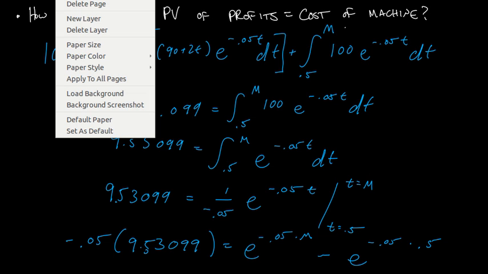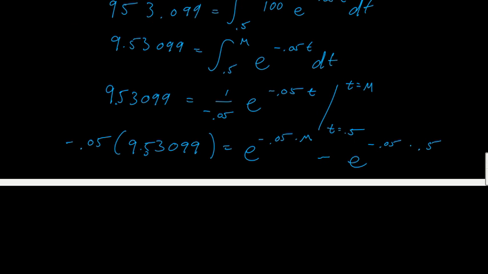Now I'm going to add one more page in just so I can finish this off properly. But what I'm going to do is this thing is actually a number. This second part here is actually a number. So I'm going to add that over to the other side. So I'll have negative 0.05 times 9.53 whatever plus e to the negative 0.05 times 0.5.